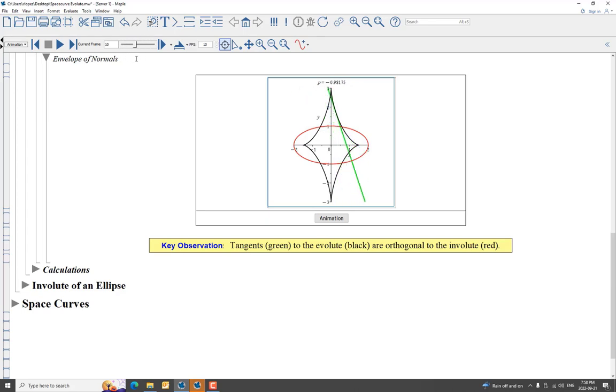It is easier to visualize the evolute as the locus of the centers of curvature. In the plane curve case, it's equivalent to this notion of the envelope of the family of normals. And I'm going to take away a key ingredient here. These tangents to the evolute are orthogonal to the red curve, to the involute of the evolute. All right, and that's a key observation, and that's what is generalized to space curves.